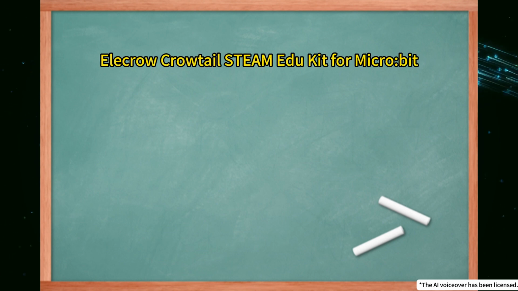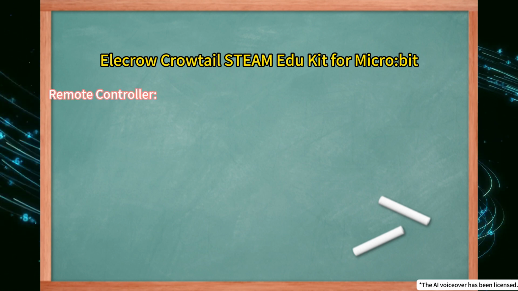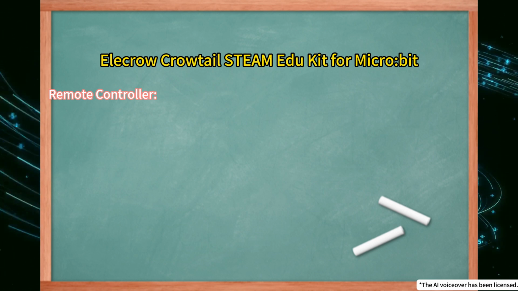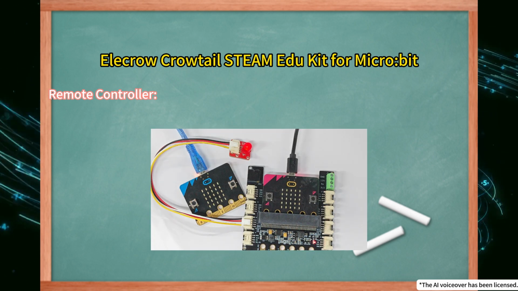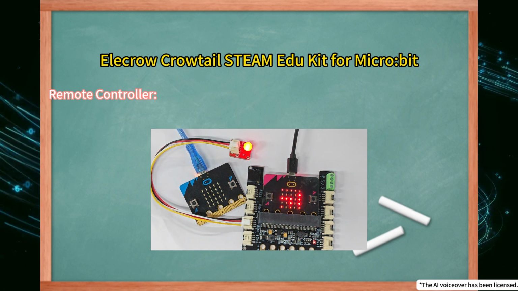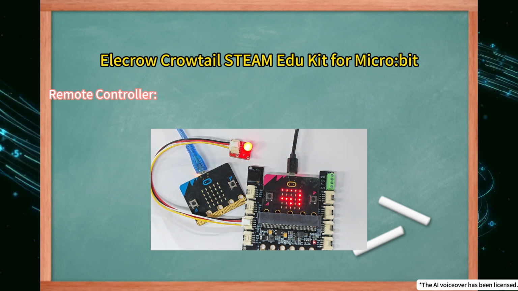Today we are going to introduce the 14th project of the Elecrow Crowtail STEAM Edu Kit for micro:bit: Remote Controller, how to make a remote control to control LEDs on/off using micro:bit. In this project, we will use 2 micro:bits and some buttons to create a simple remote control. When you press a button on the remote control, the LED on the other micro:bit will light up or go off.